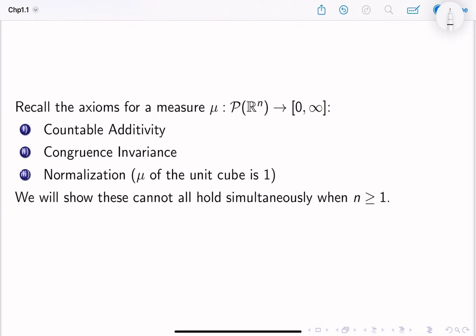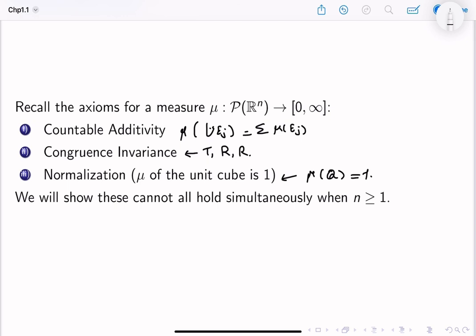And these properties are countable additivity, namely mu of a disjoint union of sets is the sum of the measures of the sets. We want invariance under translation, rotation, and reflection. Namely, if I take measures of two sets that are congruent, I want the measure to be the same, and we want some normalization of the measure. We want to normalize to the property that the measure of the cube is 1.